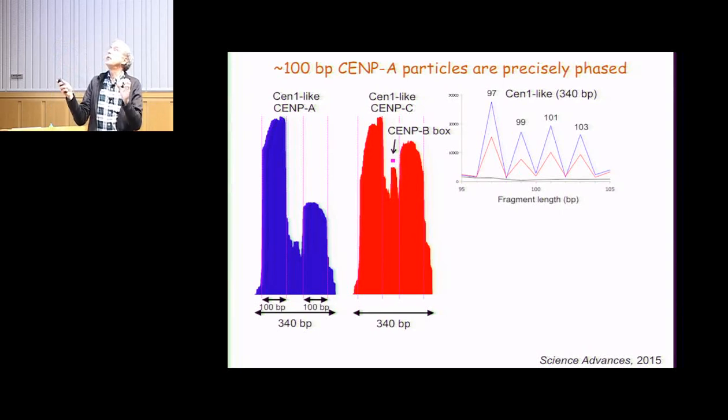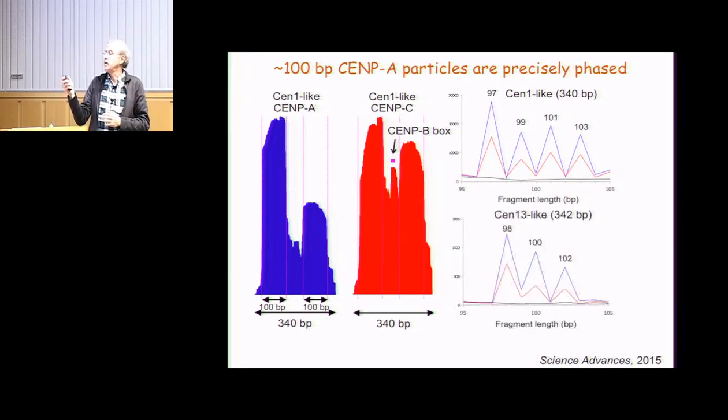And that's for CEN1-like. CEN13-like, which is the other dominant one, is 2 base pairs bigger in a repeat unit, and it's also 1 base pair larger with respect to the minimal size. Our interpretation is that this pillar here and this pillar here are both 1 base pair longer for CEN13-like.